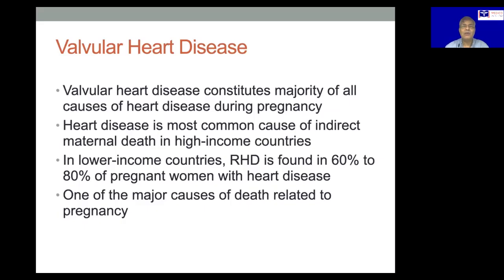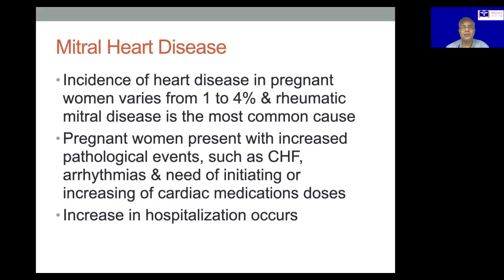As you know, valvular heart disease constitutes the majority of all cases of heart disease during pregnancy. Heart disease is considered the most common cause of indirect maternal mortality in high-income countries. In lower-income countries, rheumatic heart disease is found in 60 to 80% of pregnant women with heart disease, and it is one of the major causes of death related to pregnancy. The incidence of heart disease in pregnant patients varies from 1 to 4%, and rheumatic mitral disease is the most common heart disease seen.